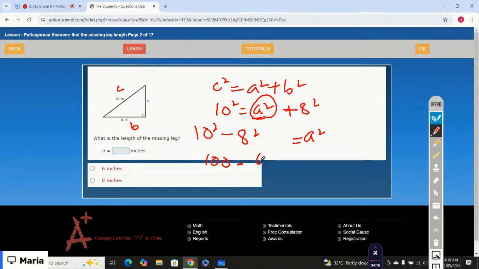10 square is 100. 8 square is 64. So 100 minus 64 is 36, right? So A is 6. The correct option is 6 inches. Option number 1 is the correct option. Got it?